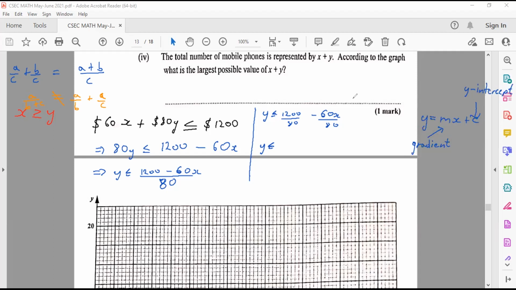Okay, so we're trying to get it in this form over here: y equals mx plus c. That's why we rearrange it, because if we know the gradient and the y-intercept, we can draw the line. If we know the gradient and the y-intercept, we can actually draw this line on the grid, which is what they want. They want us to draw this line on the grid.